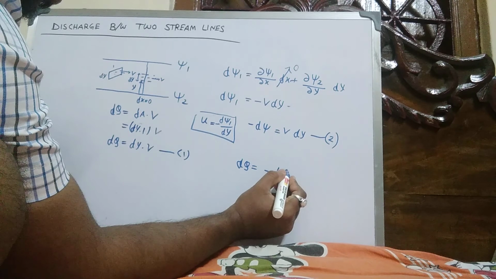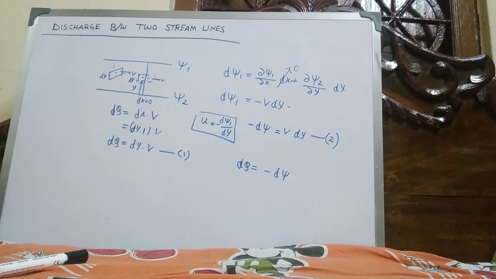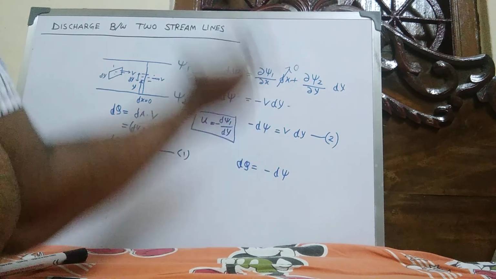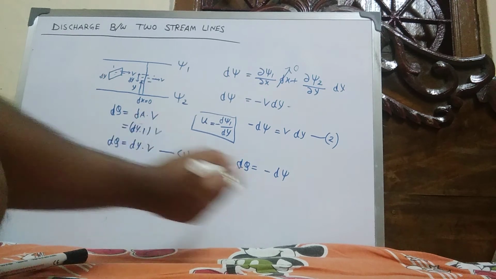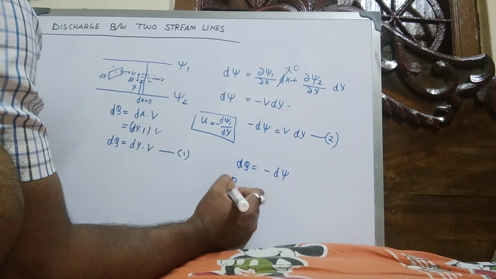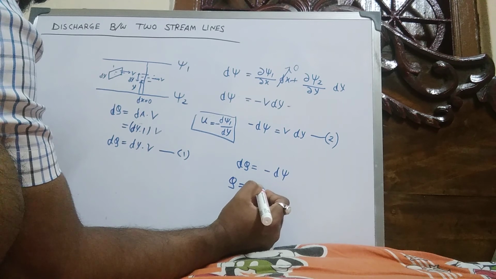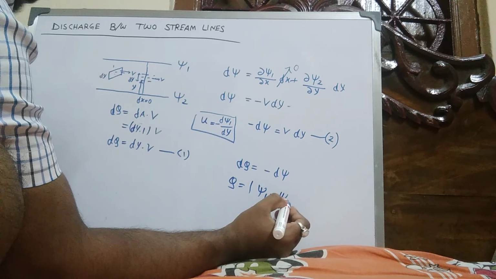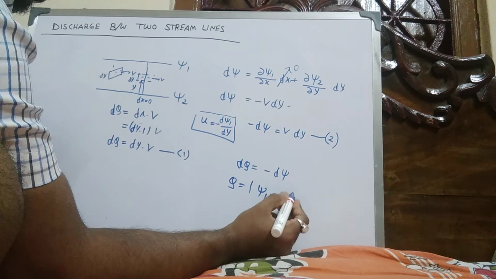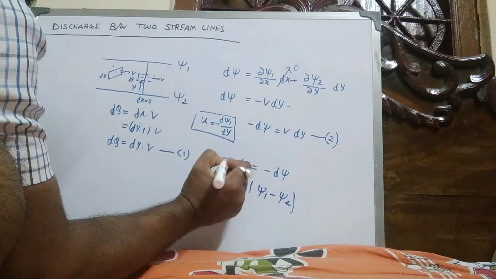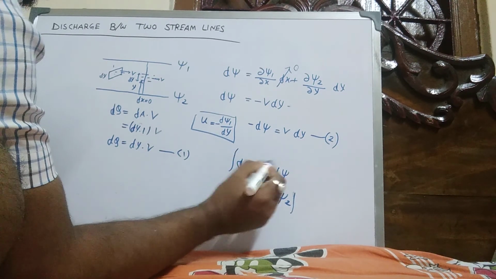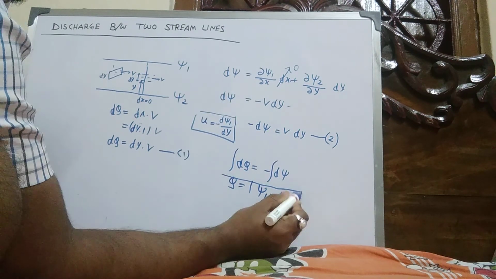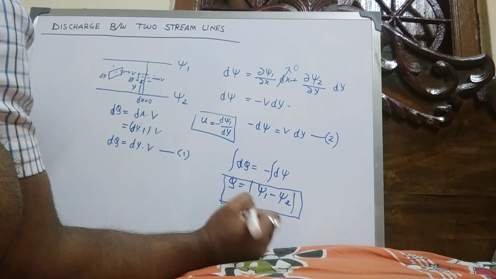minus d psi. So integrating both sides, q equals psi 1 minus psi 2. Integrating both of them, we get this value. So this is very important for the exam.